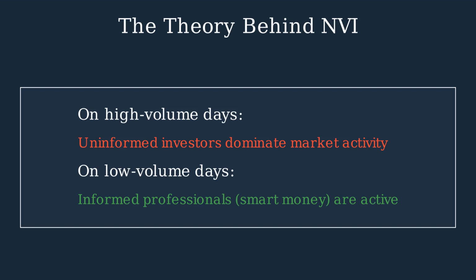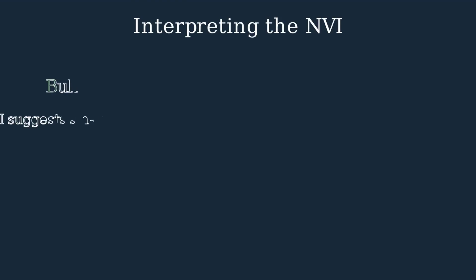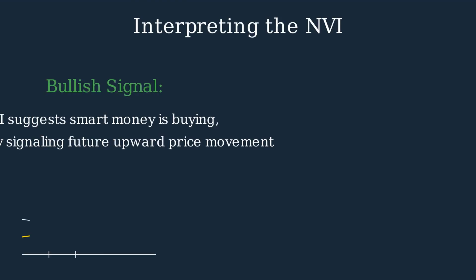The NVI aims to track the activity of these professionals by focusing exclusively on lower volume days. When interpreting the Negative Volume Index, traders look for divergences between the NVI and price. A rising NVI is considered a bullish signal, suggesting that informed investors are accumulating positions.